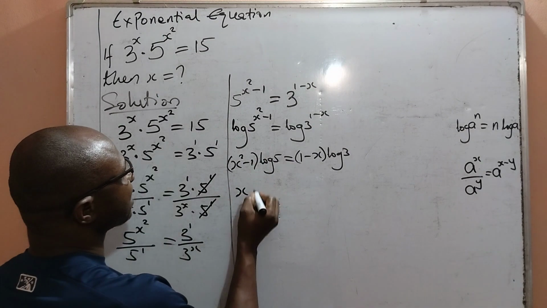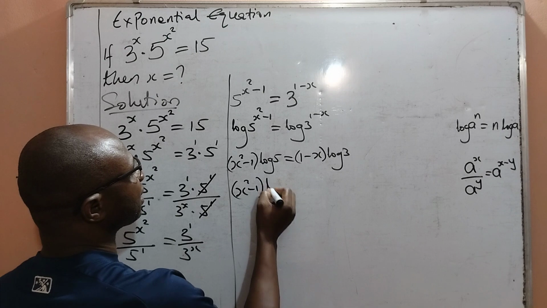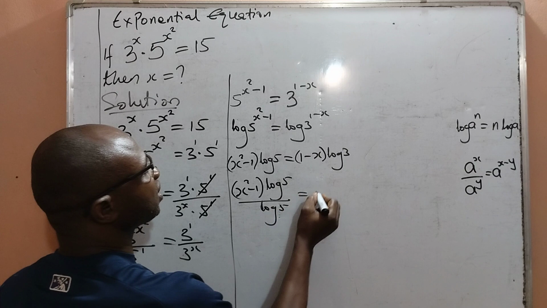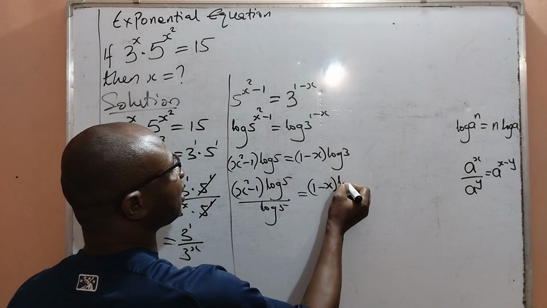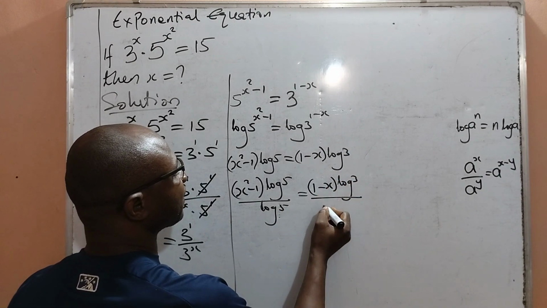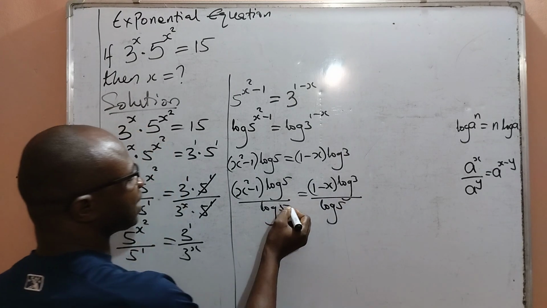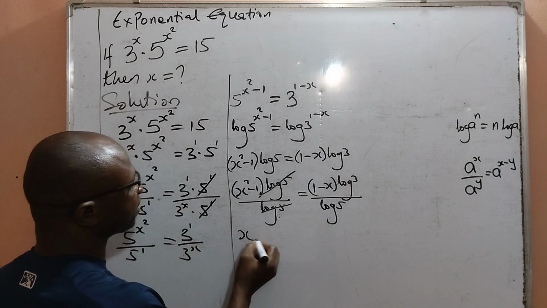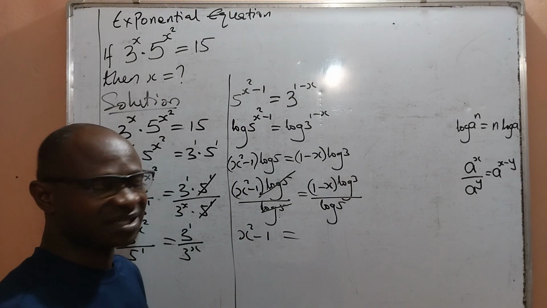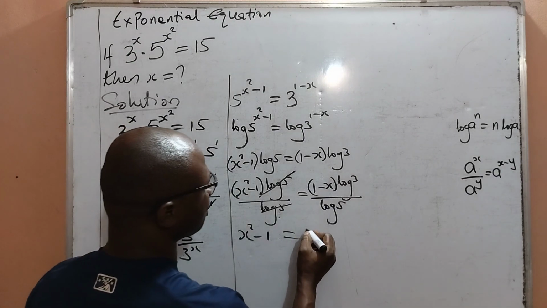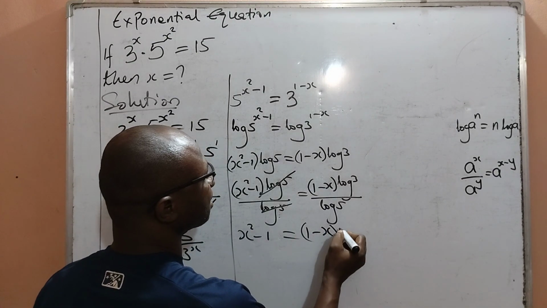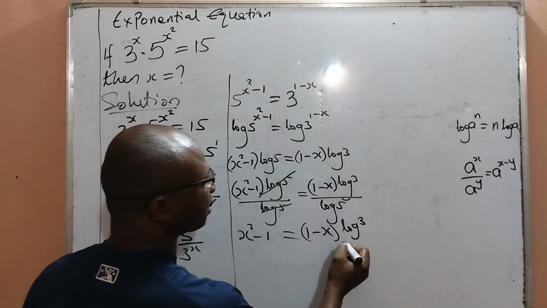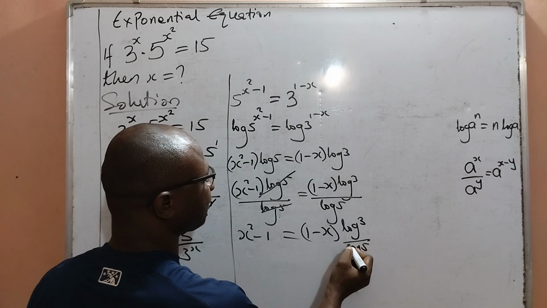And that means x raised to the power 2 minus 1, log 5 divided by log 5, is equal to 1 minus x into the logarithm of 3 divided by the log of 5. So that log 5 will cancel out log 5 by the left hand side, leaving me with x raised to the power 2 minus 1 at the left hand side. And by the right hand side, what I have is 1 minus x, then into the log of 3 divided by the log of 5.